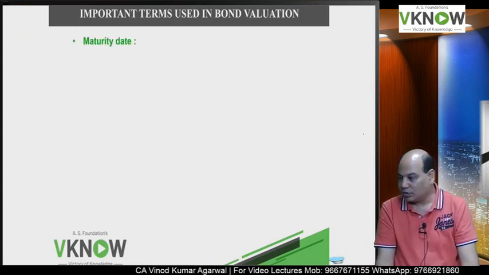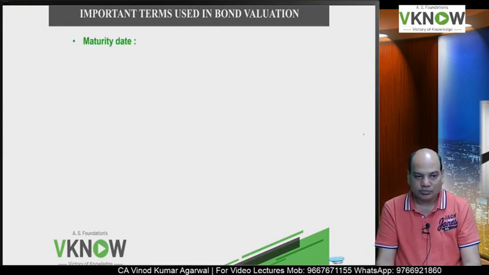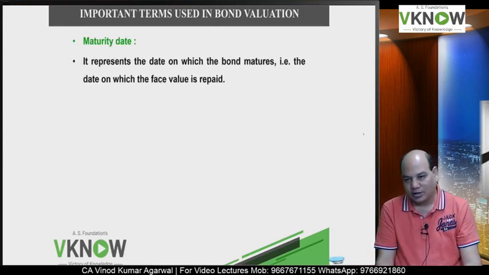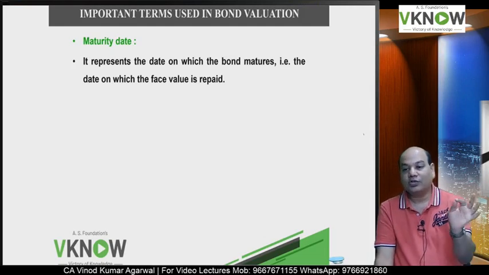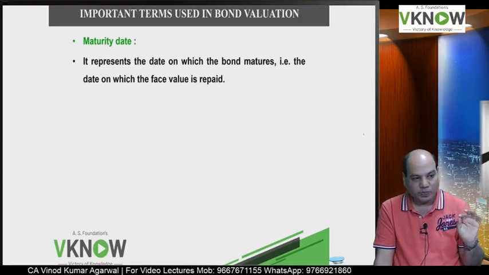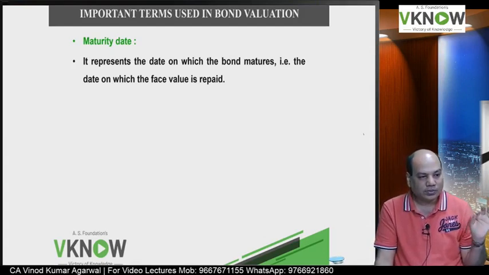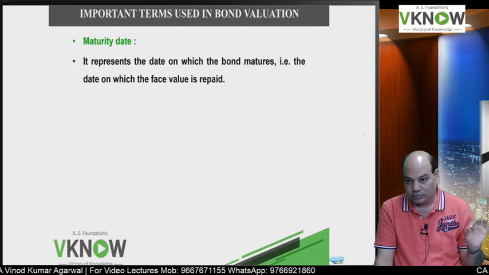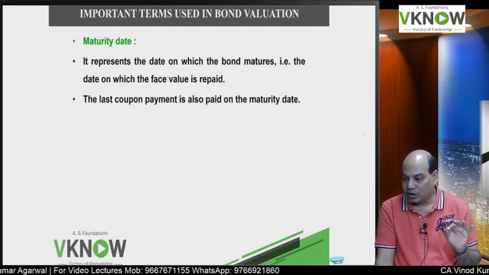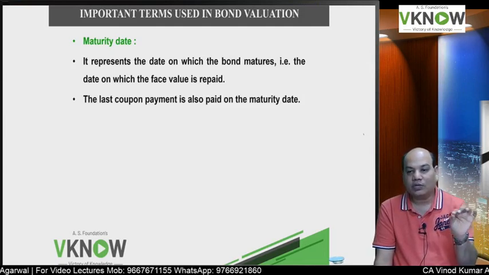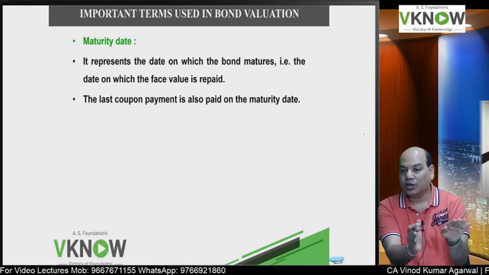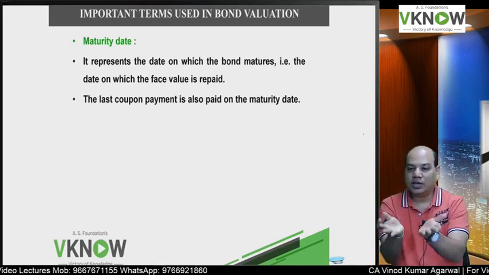Now next concept is maturity date. What is maturity date? The date when bonds will be redeemed. Only one bond does not have maturity date, that is called perpetual bond. Perpetual bonds do not have maturity date, but other bonds will have a maturity date. On the maturity date, the company will redeem the bond by paying the coupon, whatever coupon is outstanding, plus the redemption value.